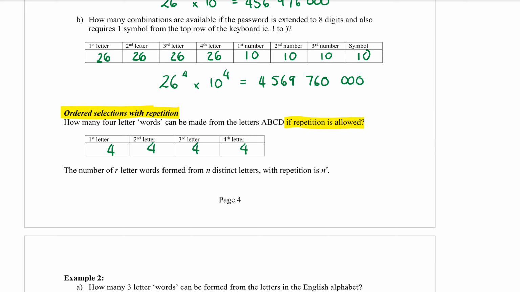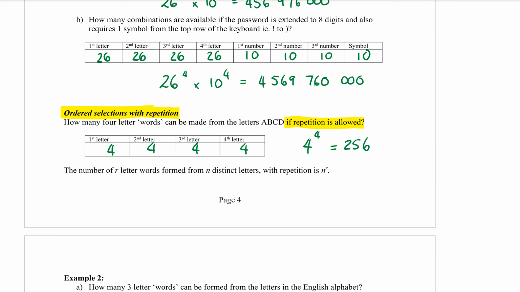If I wasn't allowed repetition, that would have become a factorial question because it would have been 4, then I've used the A, then it would be 3 for the next one, 2, then 1. So that's the difference between repetition allowed and repetition not allowed. Repetition not allowed is a factorial. The answer for that is 256.